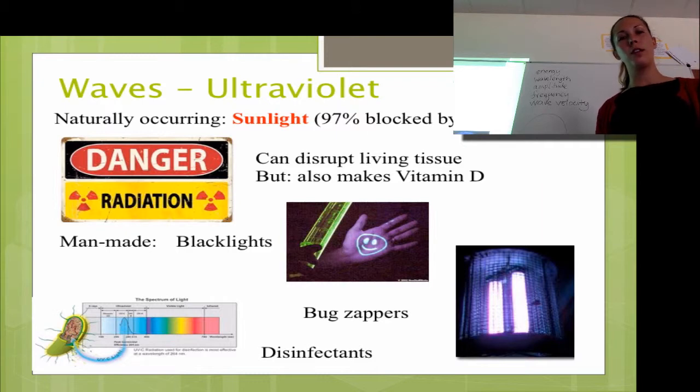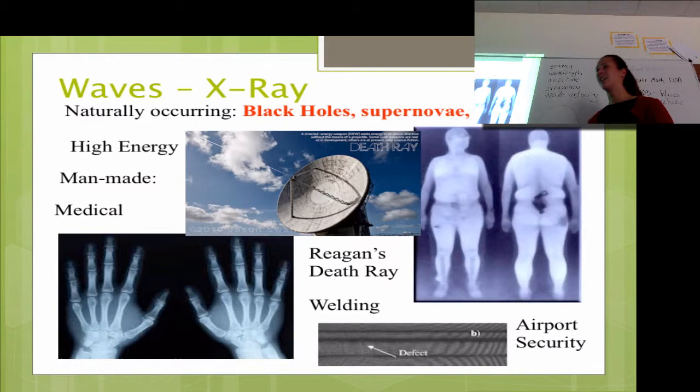There are types of creatures that can see ultraviolet light. Does anybody know? Sir? Yes. Most insects can see ultraviolet, which is why the bug zapper works so well. X-rays. So we're approaching the end of the spectrum that's very dangerous.